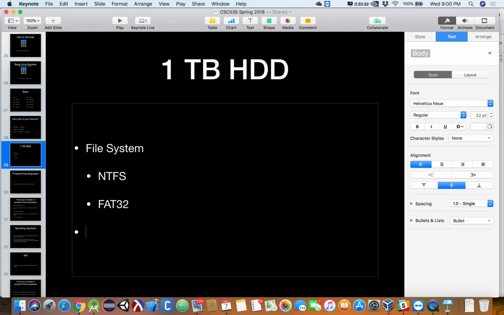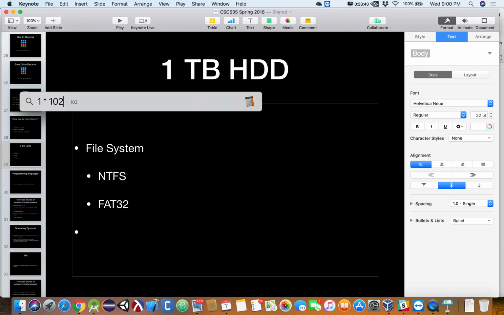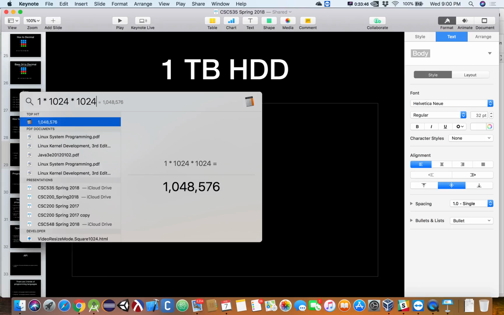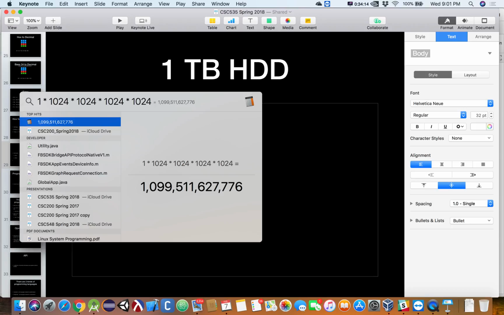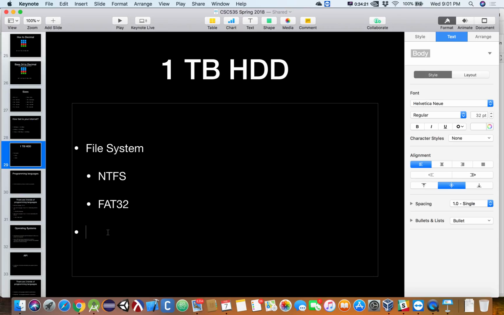So the reason we care about this, let's think about this in terms of megabytes. How many megabytes is a 1 terabyte drive? 1 terabyte is 1,024 gigabytes, which is 1,024 megabytes. Actually, I want to go even bigger than this. Let's go to bytes. So that's megabytes, that's kilobytes, that's bytes. All right, so a 1 terabyte hard drive can store this many bytes.